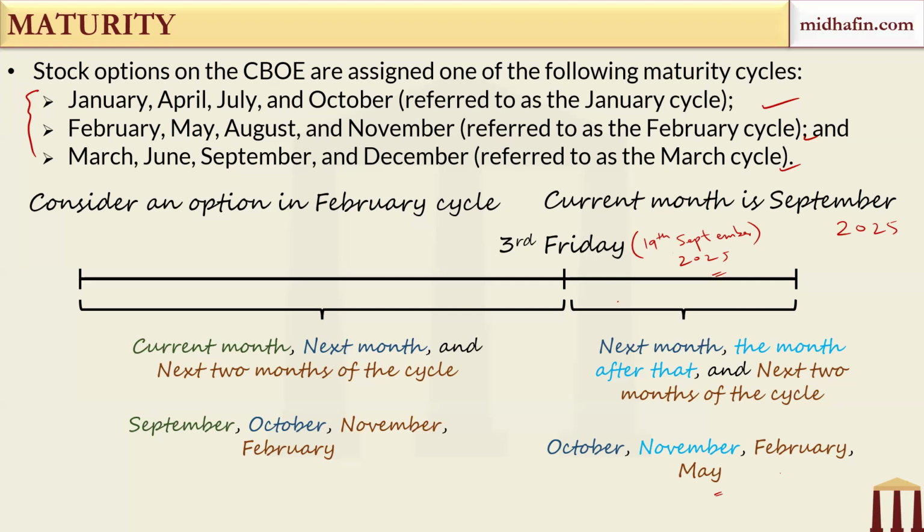What would be the convention for us? The convention will be that the option expiration date has to be treated as the third Friday unless and until given otherwise in the question. That has to be the convention.